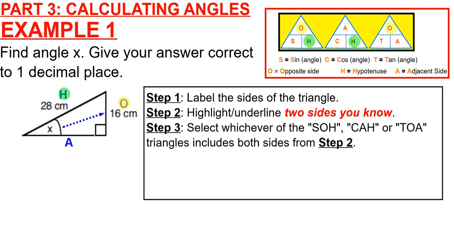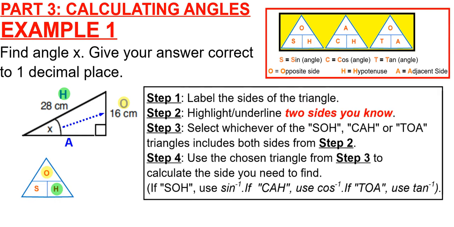So now we need to have a look at what we've highlighted in these magic triangles. And we're going to select whichever of SO, CA or TOA includes both of the sides we've highlighted. So which triangle includes both the O and the H? As you can see, hopefully, it's only the SO triangle. So that's the triangle we're going to be using. Now what we're going to do is use the SO triangle to calculate this missing angle here.